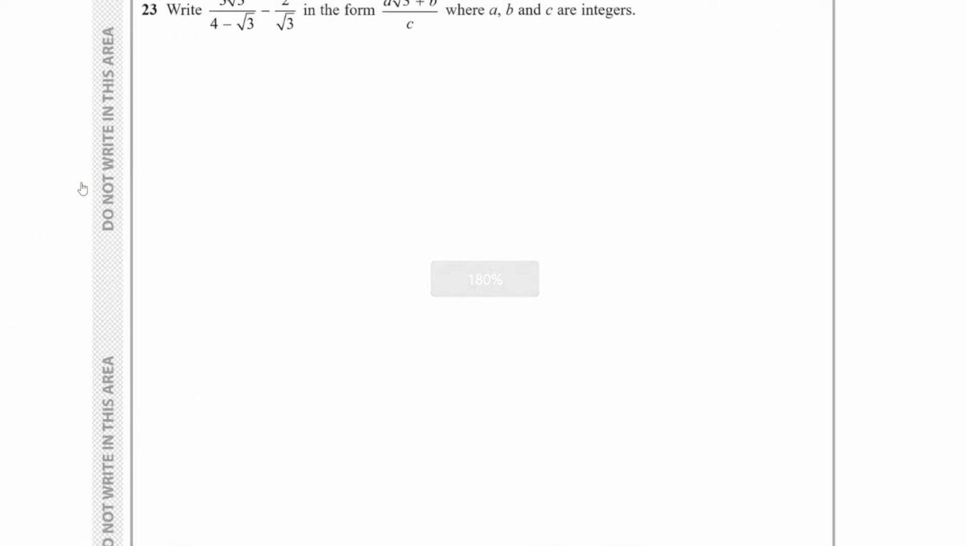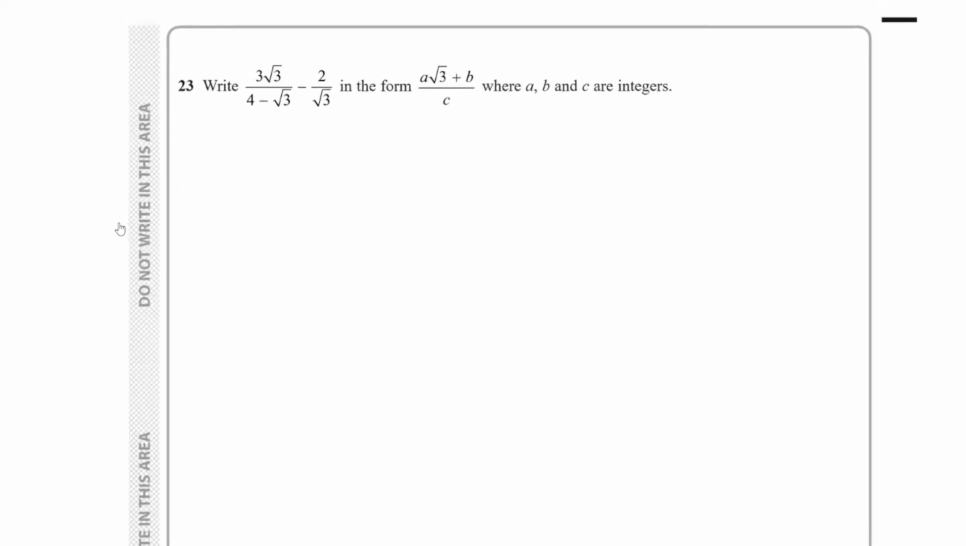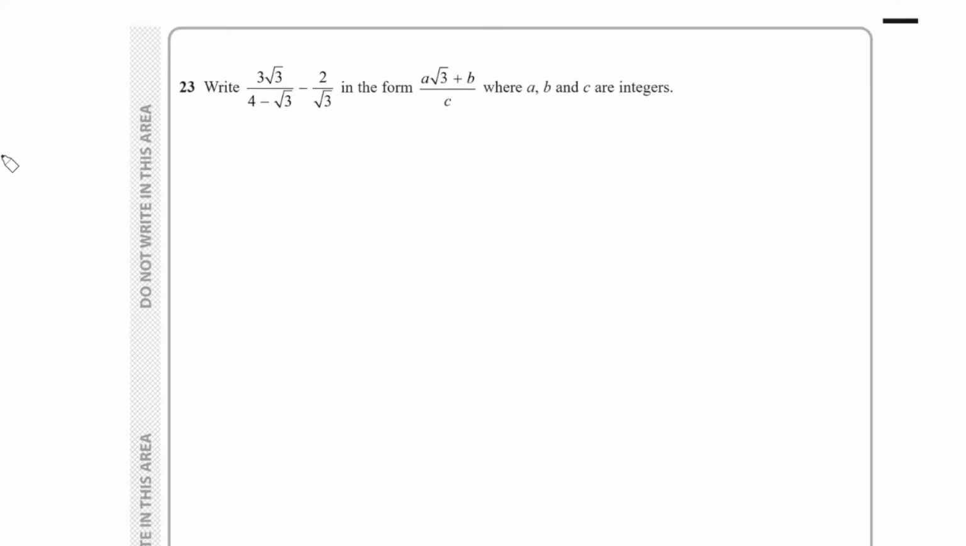Okay, 23, we've got surds now. Write 3 root 3 over 4 minus root 3, subtract 2 over root 3, in the form a root 3 plus b over c, where a, b, and c are integers, again, whole numbers. So here we've got subtracting fractions. I don't think I'd worry about that yet though. What I would think to do with surds when you've got fractions is rationalise them first. That's kind of my first thought, rather than the fractions themselves.